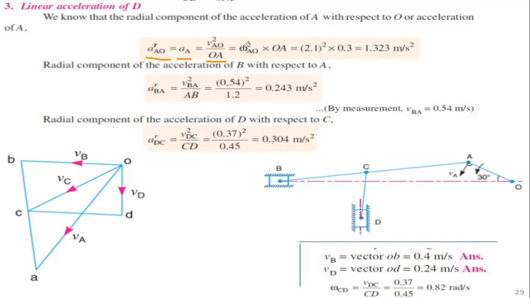That is omega of AO is taken as 2.1, which is already a different value we have. Next OA is also given in the data as 300 mm. So in meters we take it as 0.3. Since everything is in meters, we should take the value in meters. So 2.1 whole square into 0.3. Therefore the total value is 1.323 meters per second square.